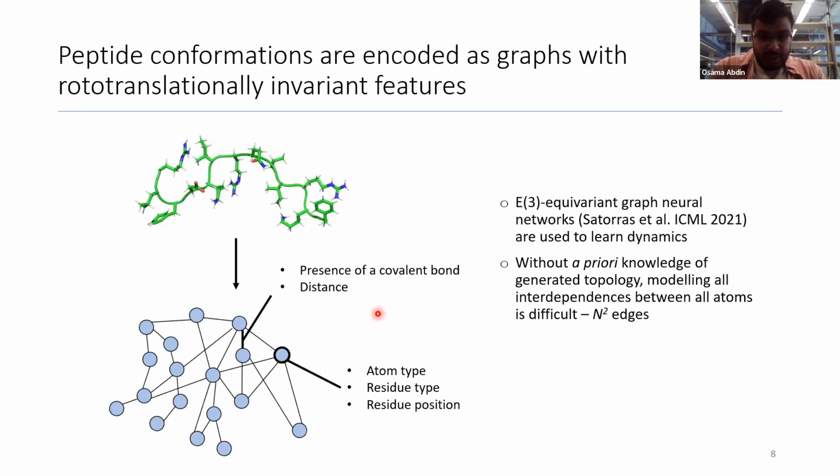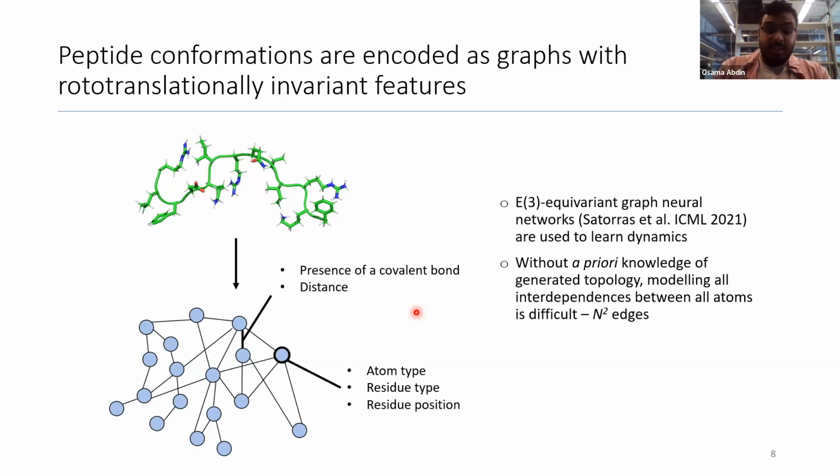Now, in terms of the architecture, the PepFlow architecture is actually quite straightforward. The dynamics networks are composed of EGNN layers that operate on a graph representation of the all-atom peptide structure. So in the graph representation, the nodes represent the atoms in the structure, and there's a series of roto-translationally invariant features that are included in the nodes and the edges.